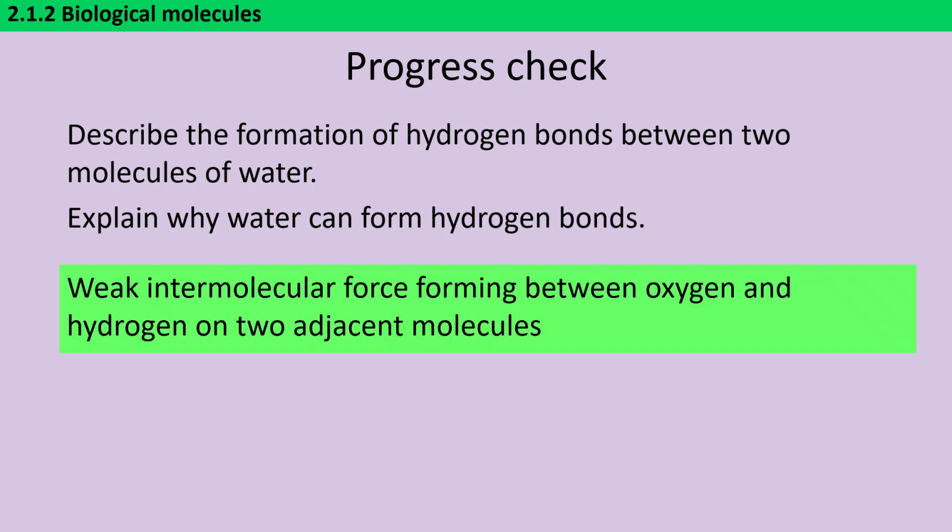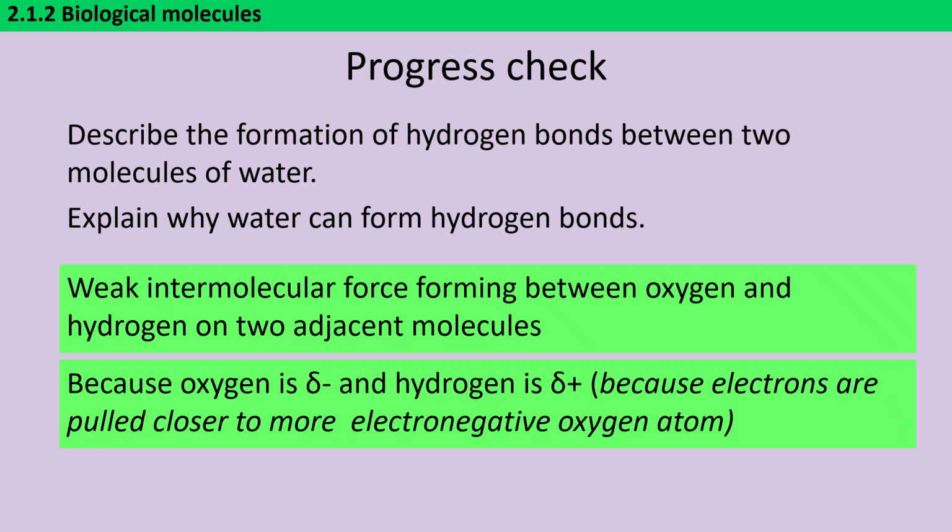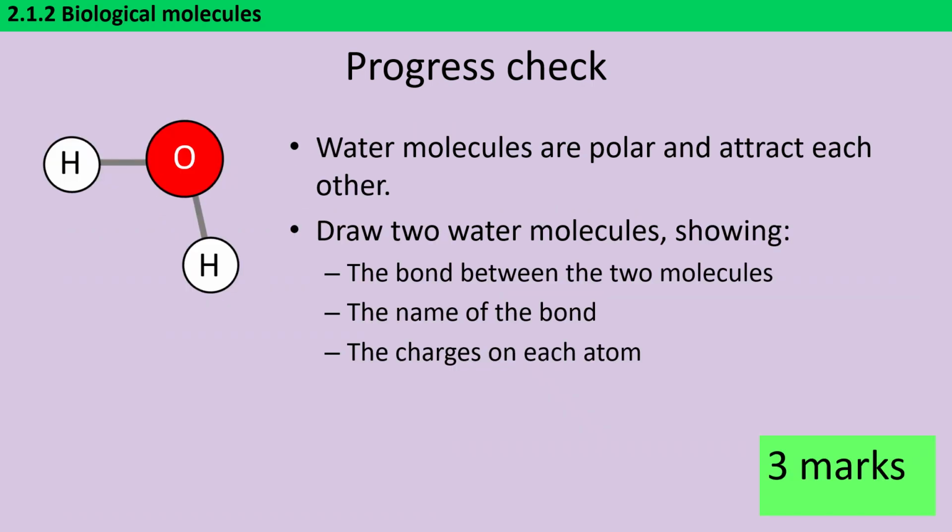Hydrogen bonds are a weak intermolecular force and they occur between the oxygen on one water molecule and the hydrogen on an adjacent water molecule. They're able to form because the oxygen is slightly negatively charged and the hydrogen is slightly positively charged. And you might have chosen to explain that this is due to the differences in electronegativity. And therefore, water is a polar molecule. You should also be able to draw two water molecules showing the relationship between them.